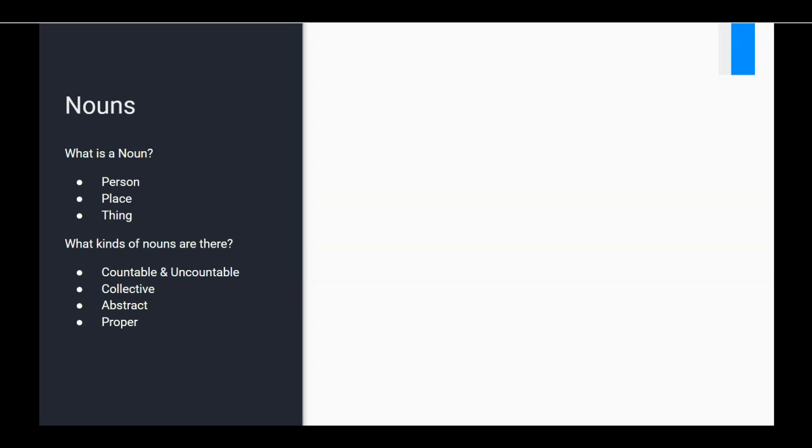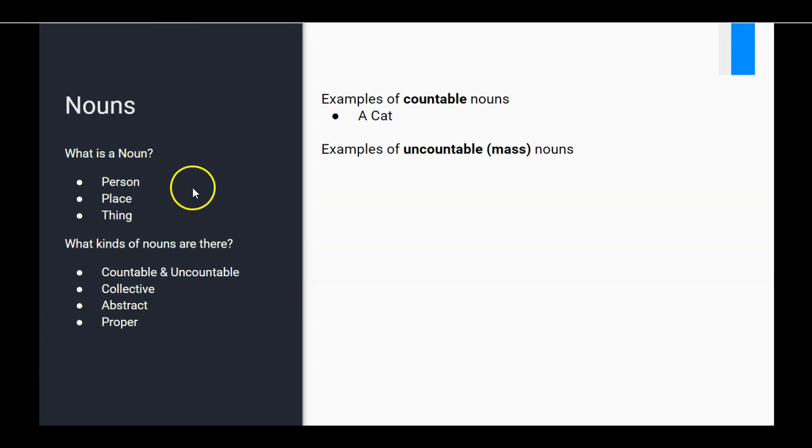Let's begin by looking at the two most common types of nouns you will deal with as an English teacher. And first of all, we're going to look at countable nouns. So a cat, that is a countable noun. On the other side, uncountable nouns, sometimes referred to as mass nouns. However, your students are going to be more familiar with this term, uncountable nouns. An example would be milk.